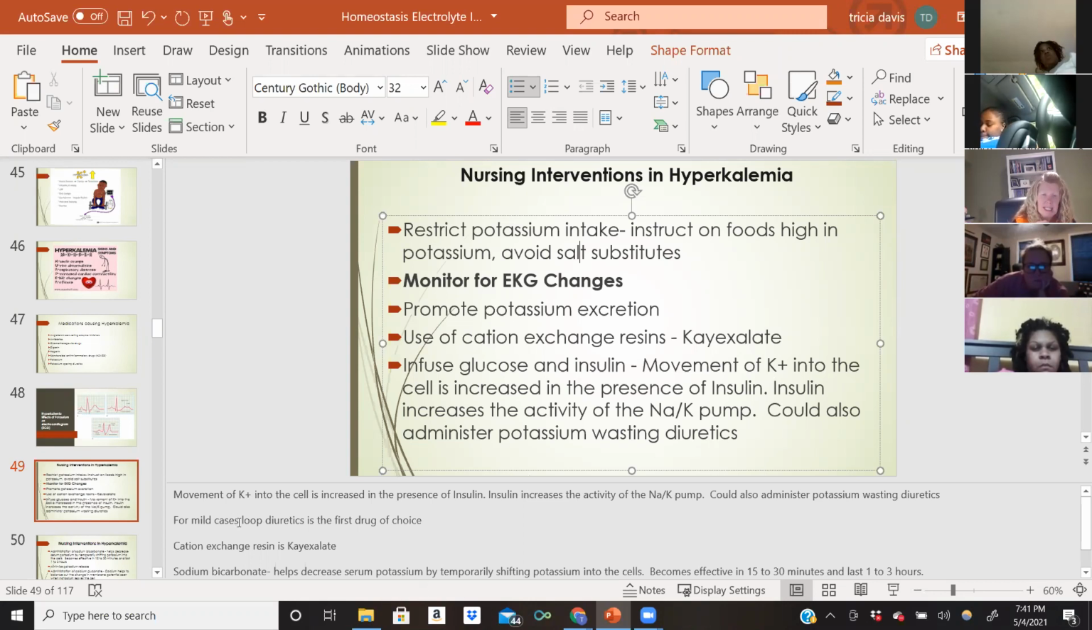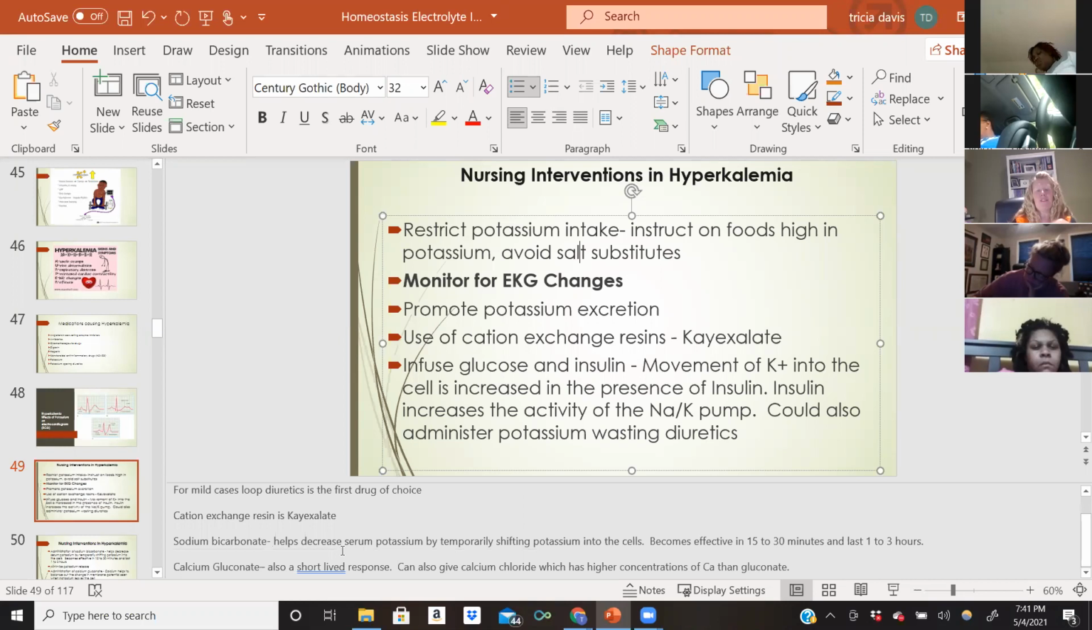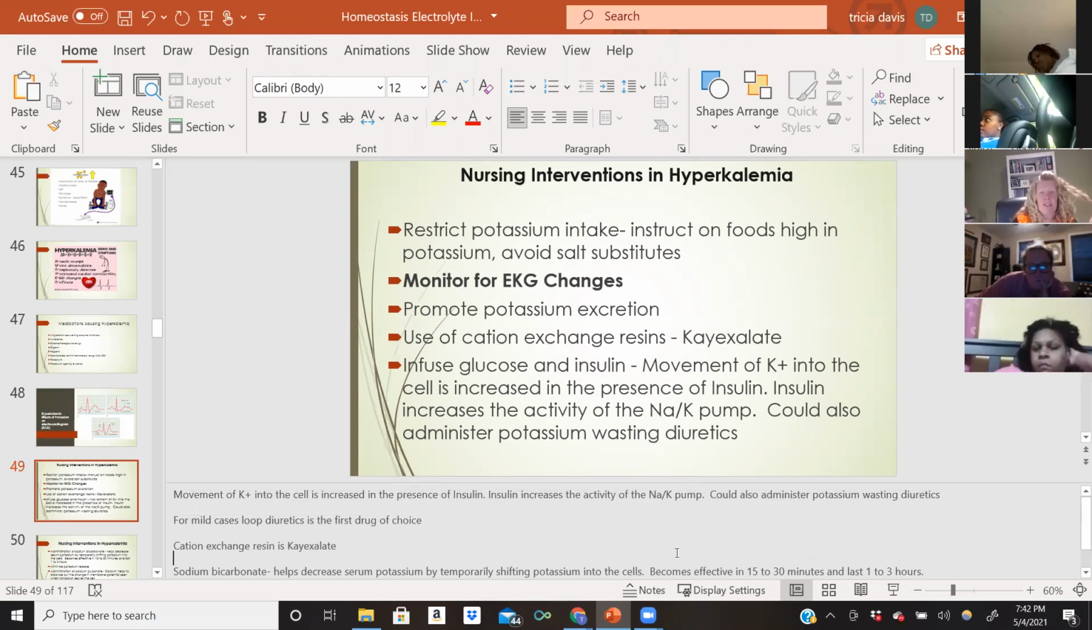So for mild cases, normally we use loop diuretics. That's usually the first drug of choice. Sometimes we give sodium bicarb. Sodium bicarb helps decrease our potassium by shifting potassium into the cells on a temporary basis. Takes a little longer to work, 15 to 30 minutes, and it only lasts for about 1 to 3 hours. We could also give calcium gluconate, also a very short-lived response, but we can use it.